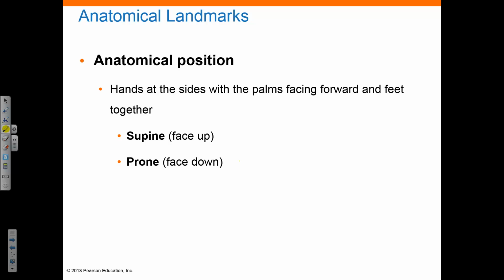When the body is in anatomical position, hands are at the sides with the palms facing forward and feet are together. The term supine refers to lying down in the anatomical position with the face being up, and prone refers to lying down in the anatomical position with the face being down.